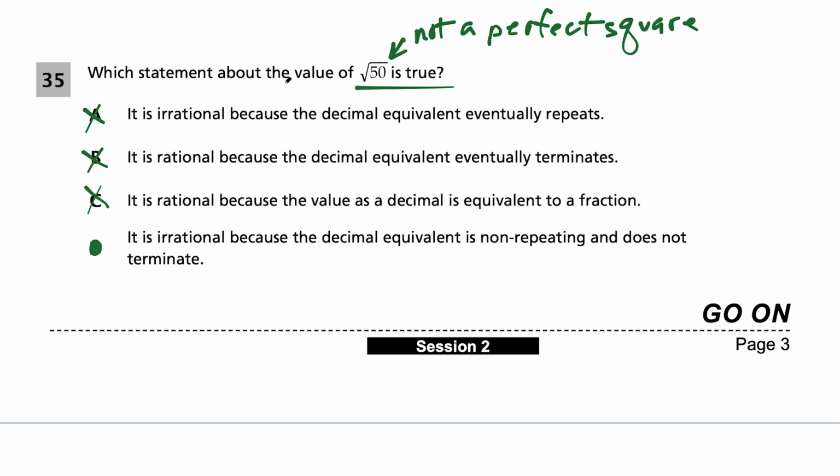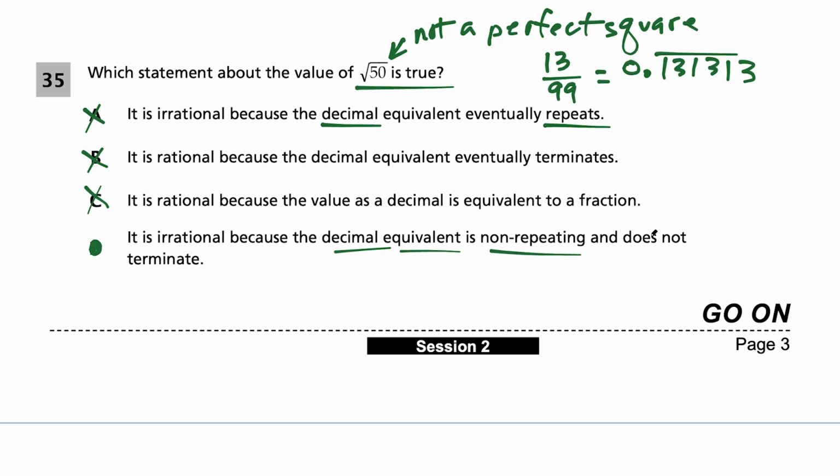And the reason being is that if we had a decimal that repeats, that would be a rational number. So I think of something like 13 over 99. Notice this is a rational number because it's a fraction where the top and bottom are both integers, and the bottom here is non-zero. And if I were to expand this as a decimal, this would be 0.1313 repeating like this. So this would be a repeating decimal, but this is clearly a rational number. But this answer choice here is golden because our number is irrational because the decimal equivalent is non-repeating and does not terminate. So choice D is our solution.